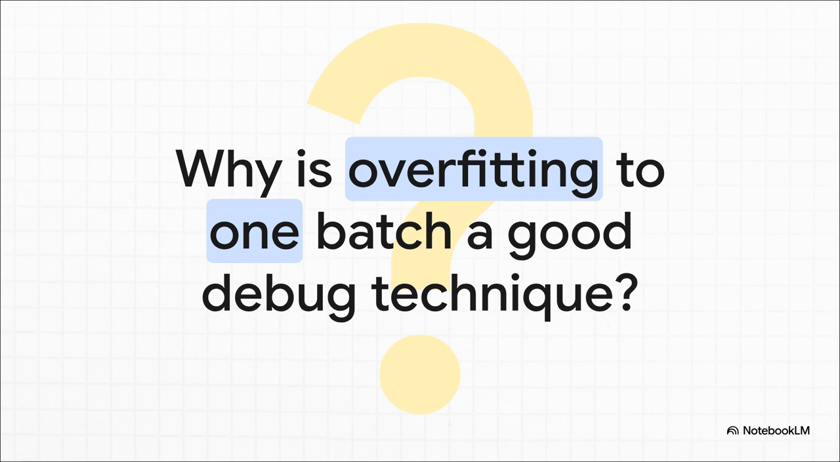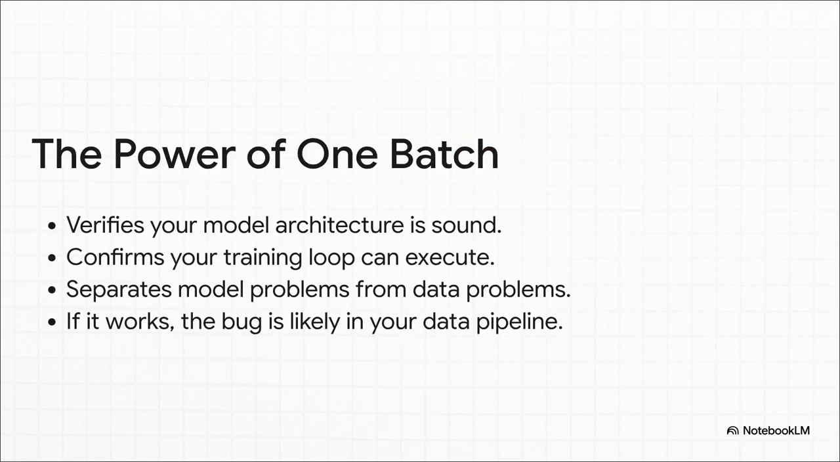But why? Think about what this proves. If your model can get 100% accuracy on one tiny little batch, you've just confirmed that your architecture isn't broken and your training loop can actually execute. So if this test passes but your full training run fails, the bug is almost certainly not in your model. It's somewhere in your data pipeline. This one simple test just brilliantly narrows down the search.